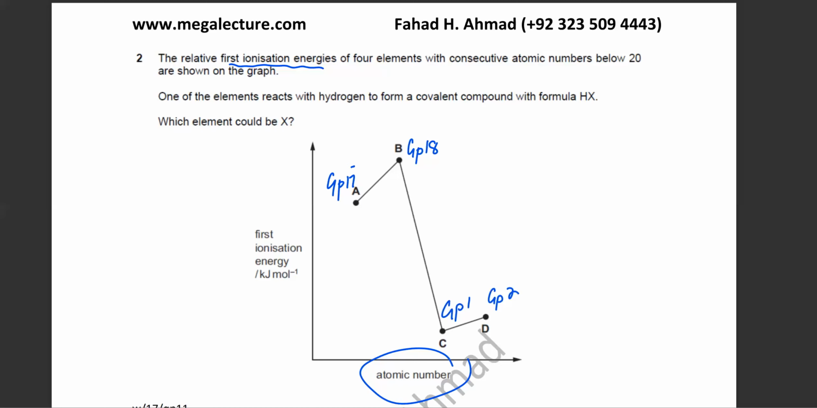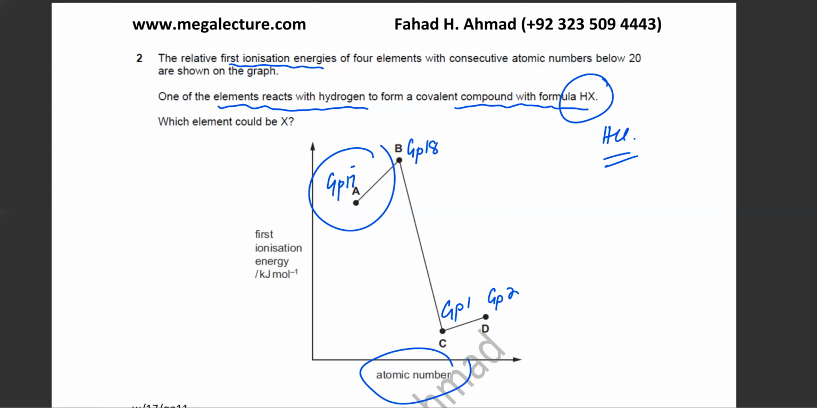So he's saying that one of the elements reacts with hydrogen to form a covalent compound with the formula HX. So which group should it belong to? Group 17. It's going to be A, because a covalent compound like HCl is going to be formed by group 17 elements. These two are metals, so they're going to form metallic bonds. They're not going to form covalent compounds. So that's the answer to this one.